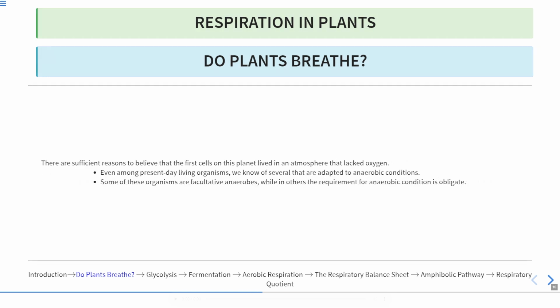So there are sufficient reasons to believe that the first cells on this planet lived in an atmosphere that lacked oxygen. Think about that, there is no oxygen. So even among the present day living organisms, we know of several that are adapted to anaerobic conditions. Earlier, our planet was not oxidized. Today, the environment is oxidized. But earlier, it was reduced as there was no oxygen present.